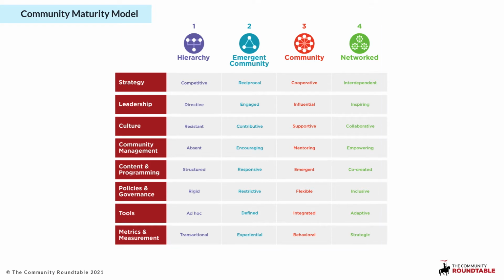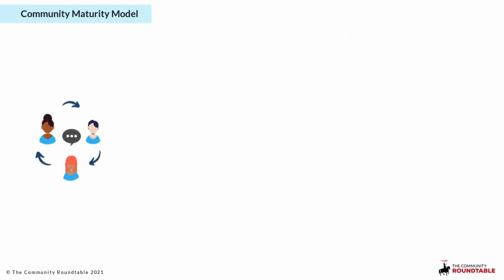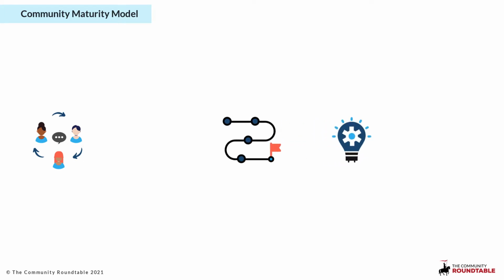First published in 2009, the Community Maturity Model is widely used by community professionals as a tool for communication, gap analysis, roadmap planning, strategy development, success measurement, and more. Let's take a closer look at the elements of the model.